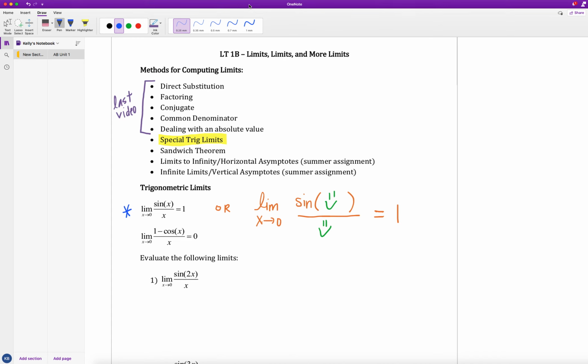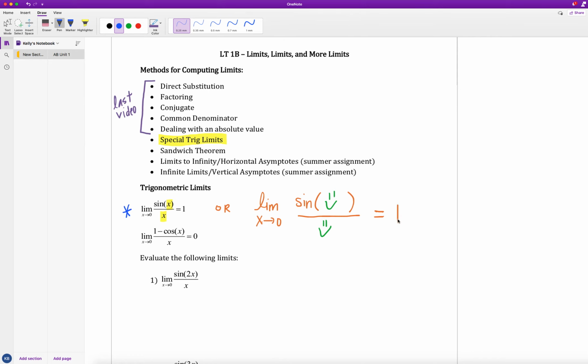This is actually true anytime the stuff inside the sine is divided by the same thing. Over here, I have an alternative perspective of the limit as x approaches 0 of sine of smiley face over smiley face is equal to 1. What this represents is that as long as the input of my sine function is the same as my denominator, I can always say this limit is going to be equal to 1. So we are going to do some algebraic manipulation to be able to take advantage of this limit.